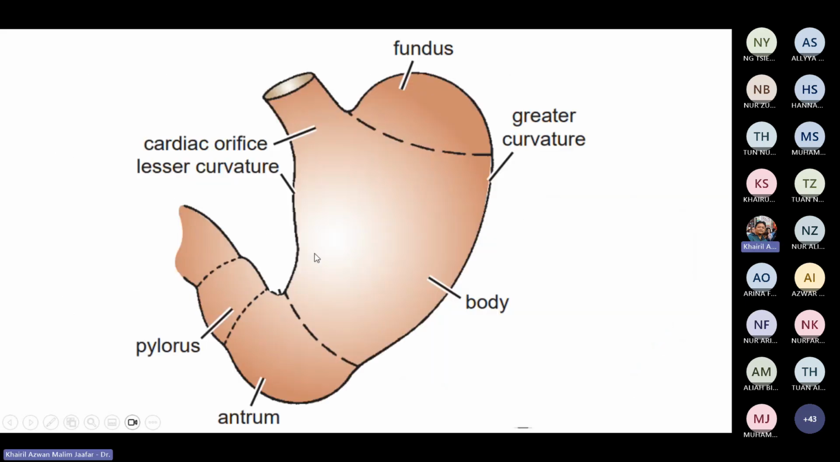Another feature of the stomach is the greater curvature of the stomach and also the lesser curvature of the stomach.